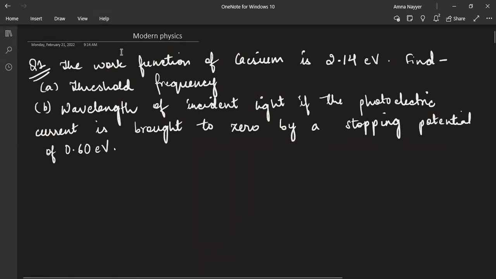Do one thing. First, note down the question. Take 2 minutes. Send me the answers. Those who get their answers, put them in the chat box. Then I'll discuss it with you.